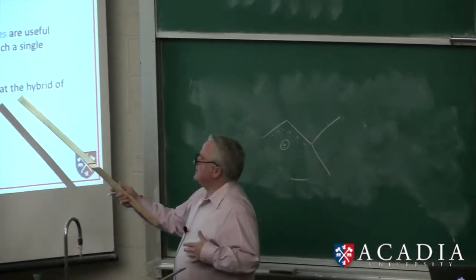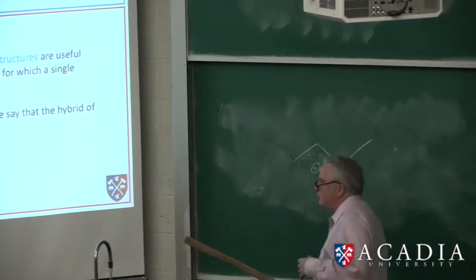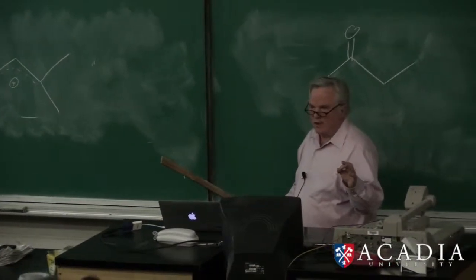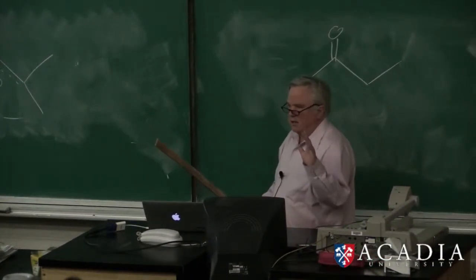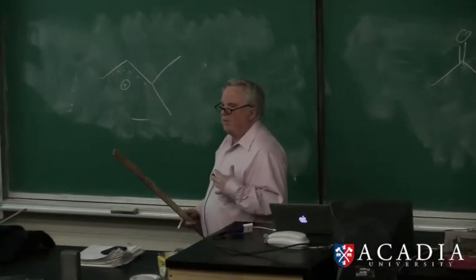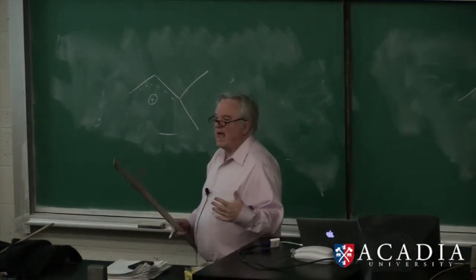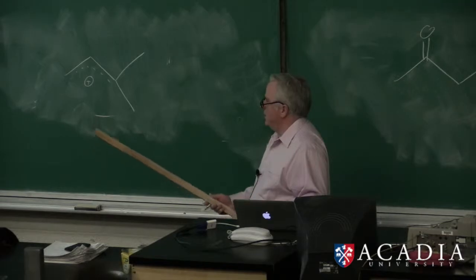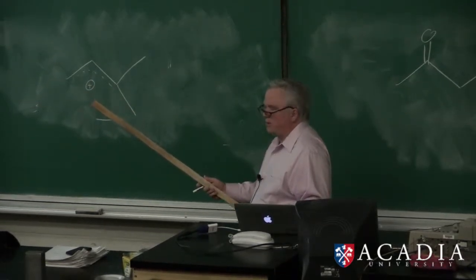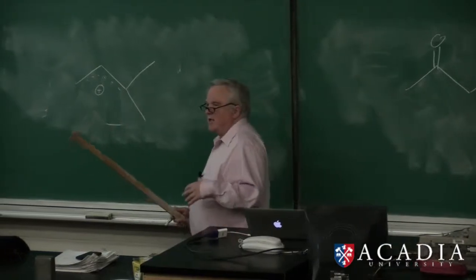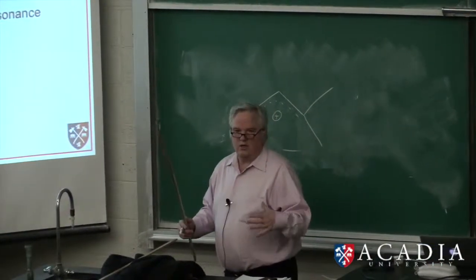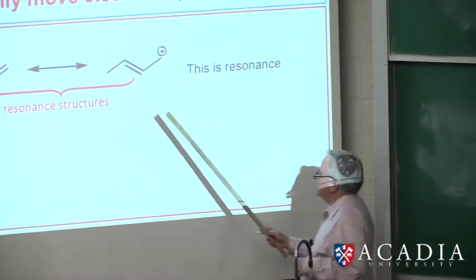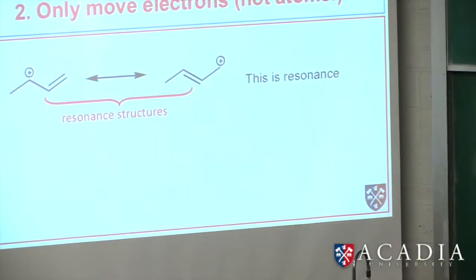So they have no real existence on their own, but they're useful because they allow us to describe molecules, radicals, and ions for which a single Lewis structure is inadequate. Remember that they're not real, but they're helping us describe this delocalization of electrons. And we say that the hybrid of all of them represents the real molecule. Now what we're going to find out is that some resonance structures may contribute more to the true structure than others. So we're familiar with this. These are resonance structures, and this is resonance.